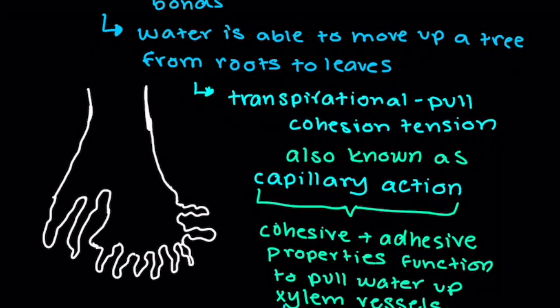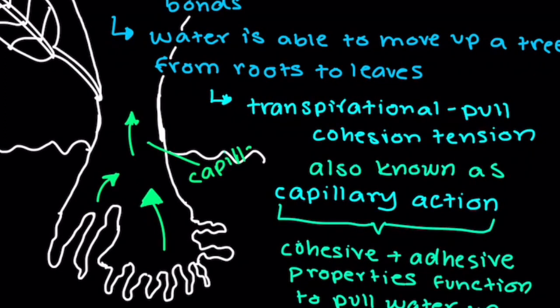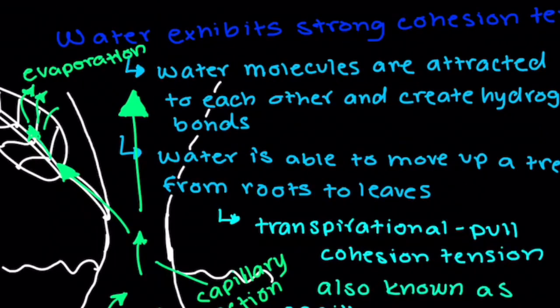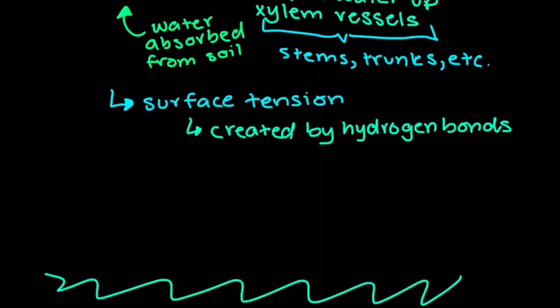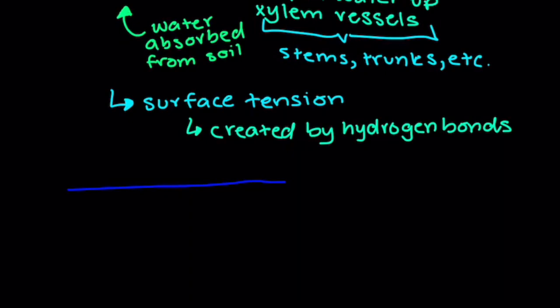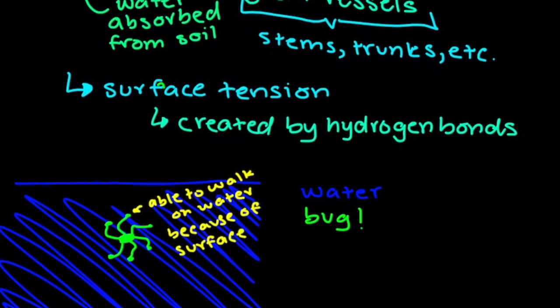Here is a sped up clip of a plant experiencing capillary action. Notice the way the water travels from the roots to the leaves to the surrounding air. So now let's have a quick talk on surface tension. It is created by hydrogen bonds, and this allows water striders to walk on water. The hydrogen bonds help keep the water strider on top of the water without breaking through.